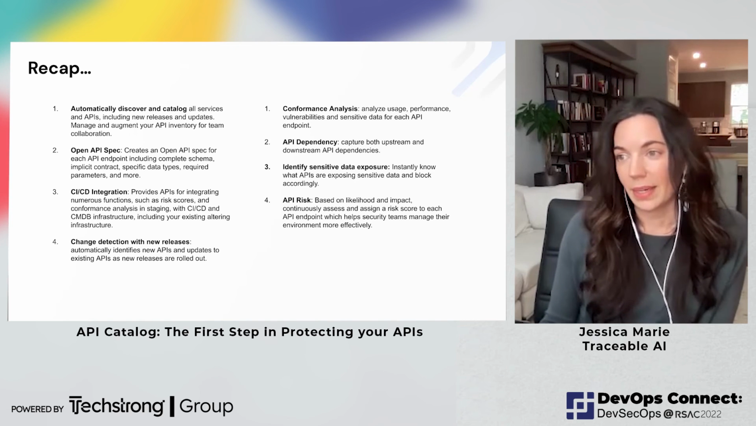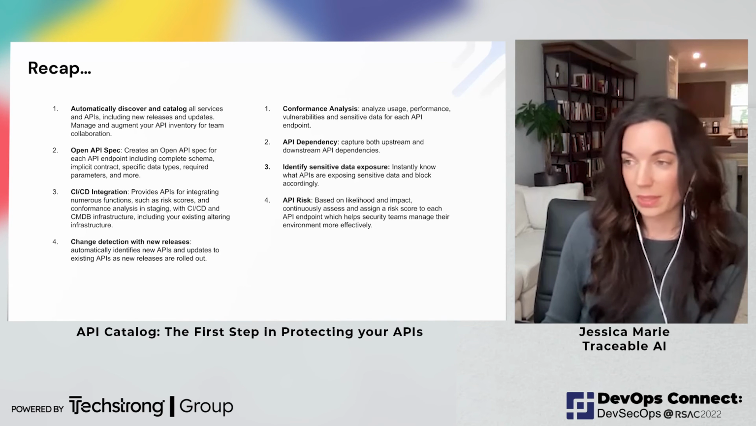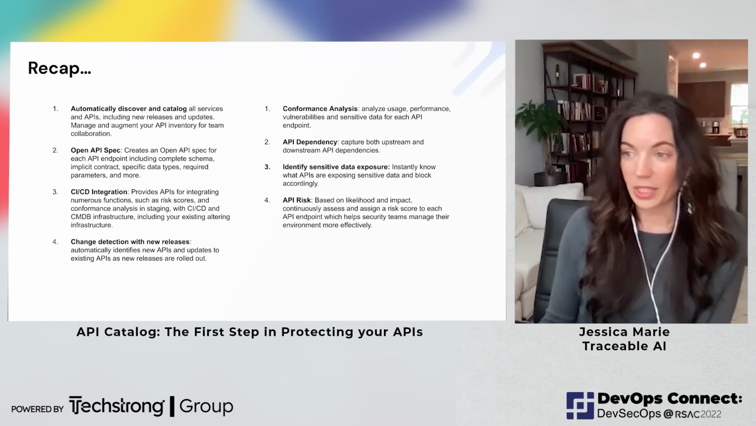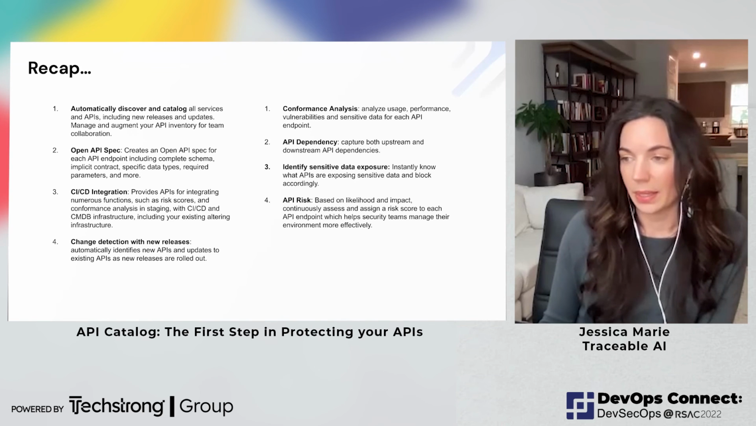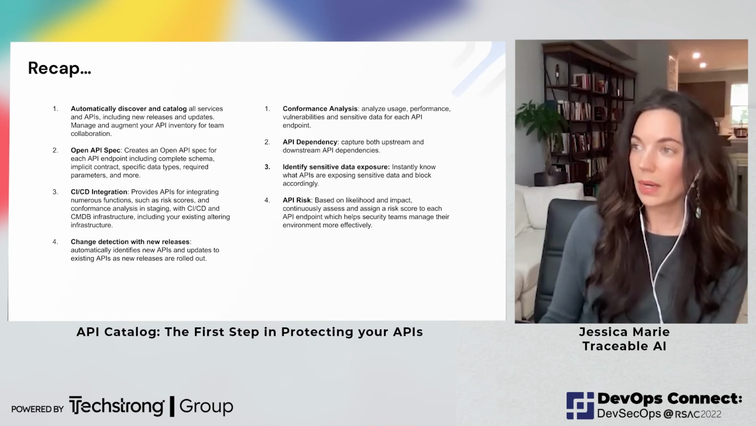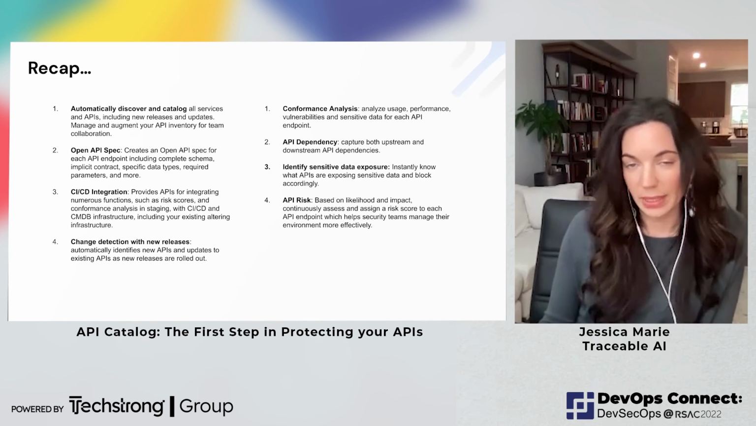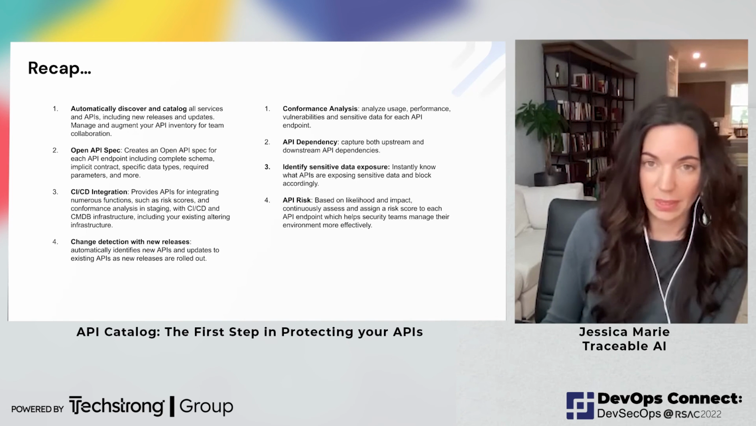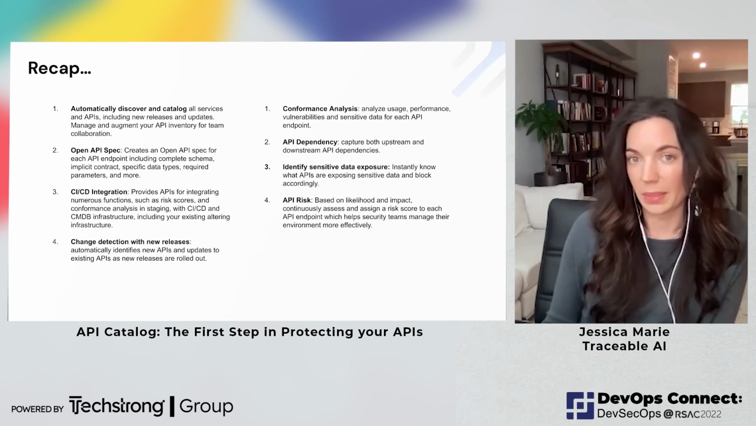CI/CD integration. This is about providing APIs for integrating numerous functions such as risk scores and conformance analysis in staging. Change detection with new releases. So automatically identifying new APIs and updates to existing APIs. Conformance analysis. So again, analyzing usage, performance, vulnerabilities, and sensitive data for each of your API endpoints. And capturing both upstream and downstream API dependencies.